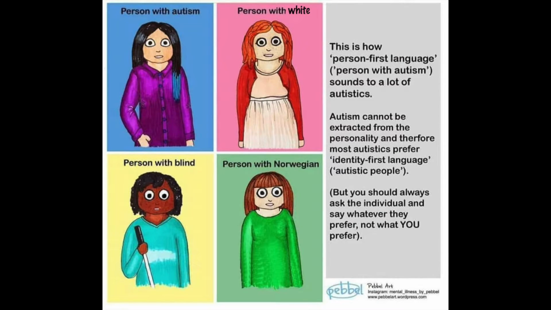Think about it like this. A man born in France isn't called a person with French, is he? No, he's a French person. And it's the same idea with autism. This also applies to several other disabilities, like you wouldn't say person with blind. But if you're ever in doubt, you can always ask that individual and say whatever they prefer.